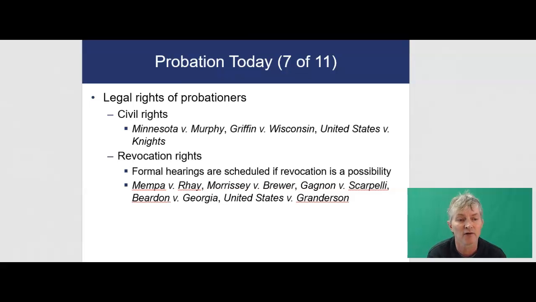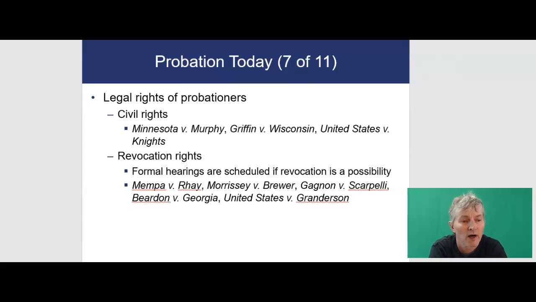This was decided in Griffin versus Wisconsin in 1987, and a probationer's home may be searched without a warrant for the purpose of collecting evidence of a crime if the search was based on a reasonable suspicion. This was decided in United States versus Knights in 2001. In reference to revocation rights, a violation of the terms of probation or committing a new offense can result in the revocation of probation, which in turn would place the probationer in prison or jail.